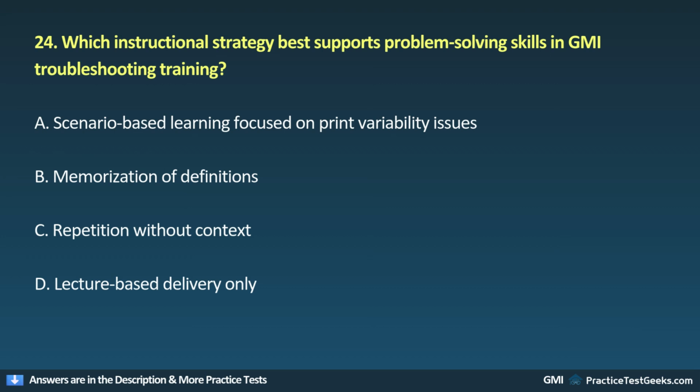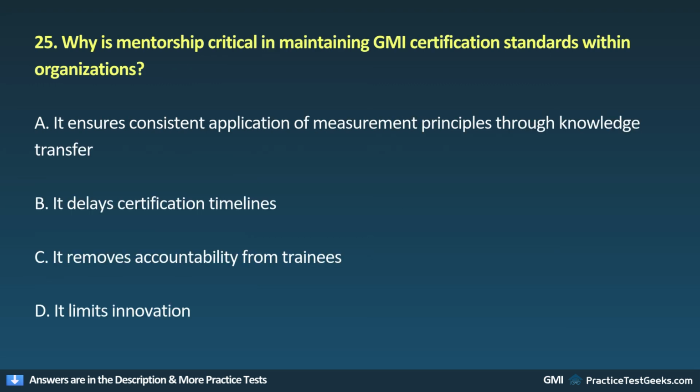24. Which instructional strategy best supports problem-solving skills in GMI troubleshooting training? A, scenario-based learning focused on print variability issues. B, memorization of definitions. C, repetition without context. D, lecture-based delivery only.